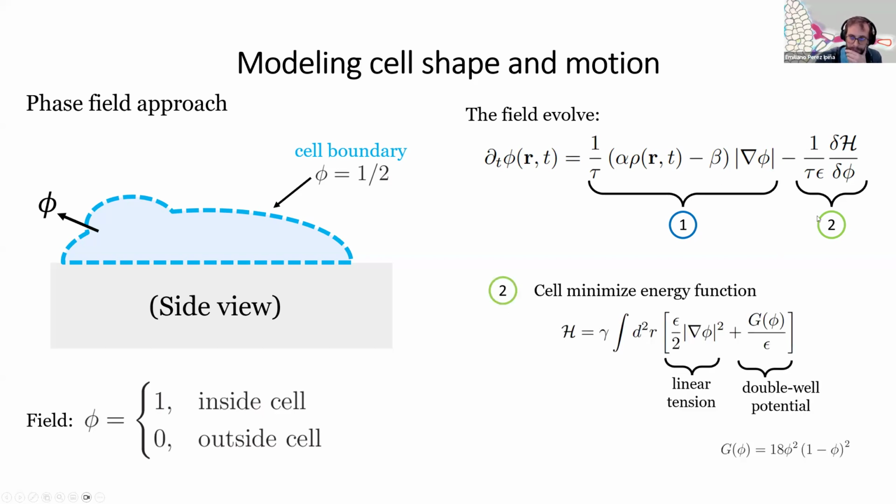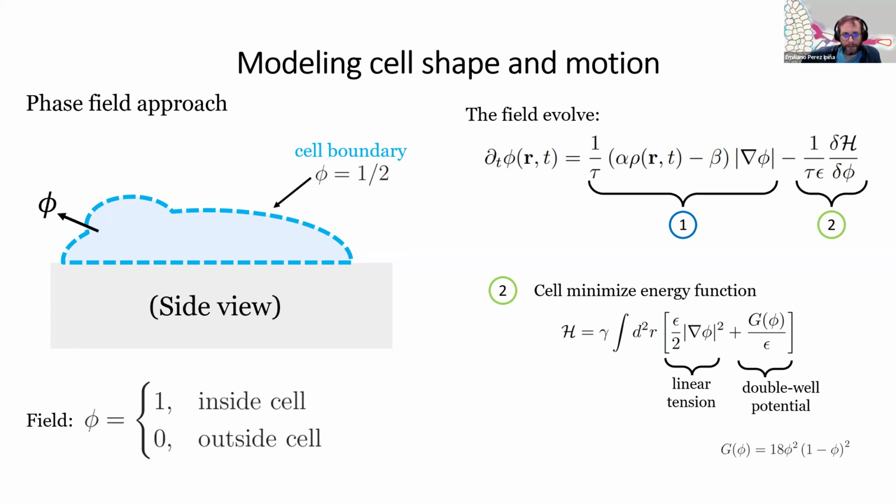The second term, Emiliano. Yes, quick question: is this a continuous version of the cellular Potts model or something like that? You can think about this like a continuous version of the Potts model, yes.